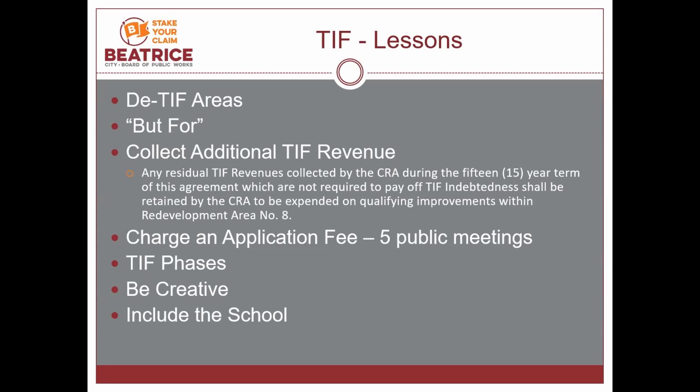The next thing is just be creative. You can still work within the letter of the law and do all those things, but sometimes you just have to get creative on how to get maybe a certain area so you can have TIF available there. Sometimes you have to get creative on how to get TIF eligible expenses there.